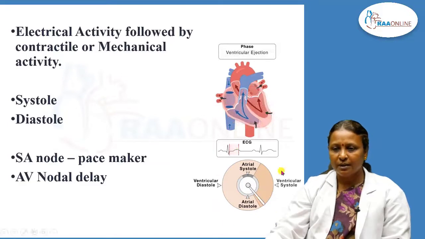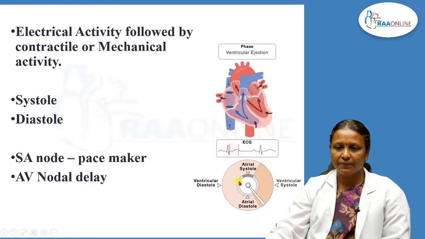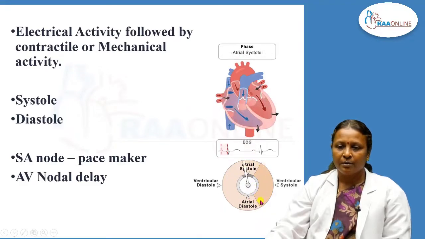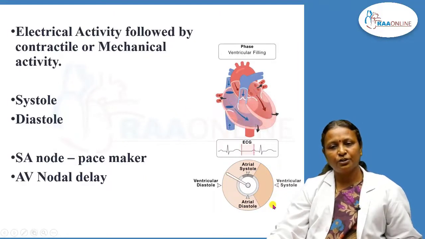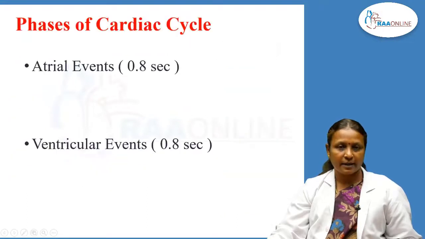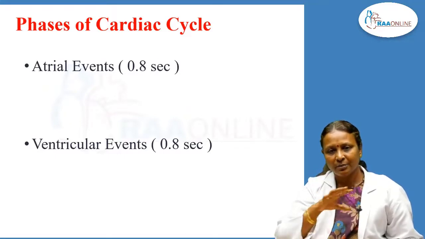Here you can see atrial systole and atrial diastole, ventricular systole and ventricular diastole. The duration of atrial systole is very short. Rest of the time the atrium is in the diastolic phase. But when we talk of the ventricle, 3/4 of the duration is in the diastole and 1/4 will be in the systole. The total duration of cardiac cycle is 0.8 seconds. The atria has 0.8 seconds and ventricle is 0.8 seconds. Both the activities are occurring simultaneously.